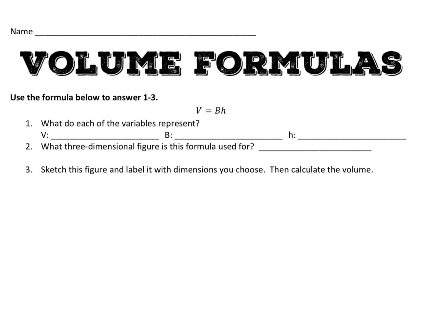It says for number 1, what do each of the variables represent in the equation that you see? So V, right here, V stands for volume. You know, that's how much something would hold or contain. And then notice that the B is capital B. We've talked about this in class. The capital B stands for the area of the base.